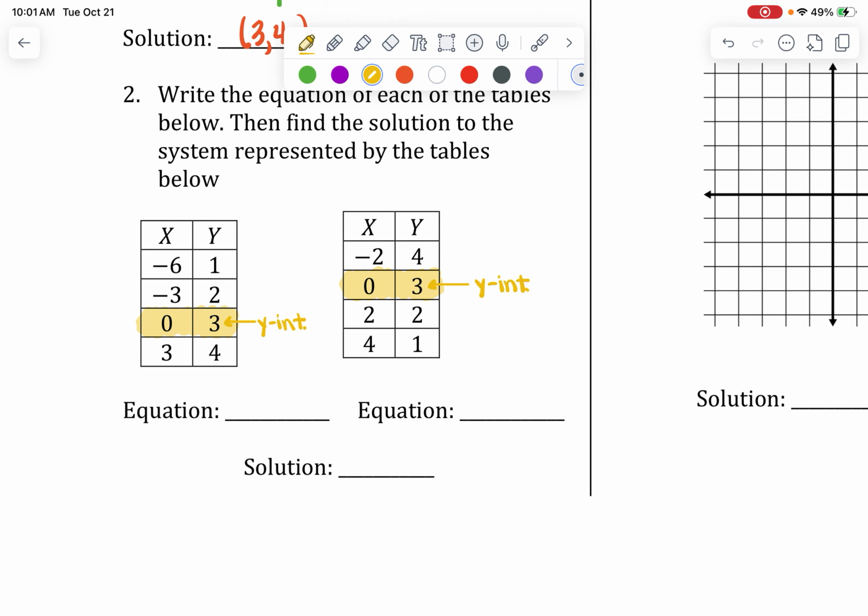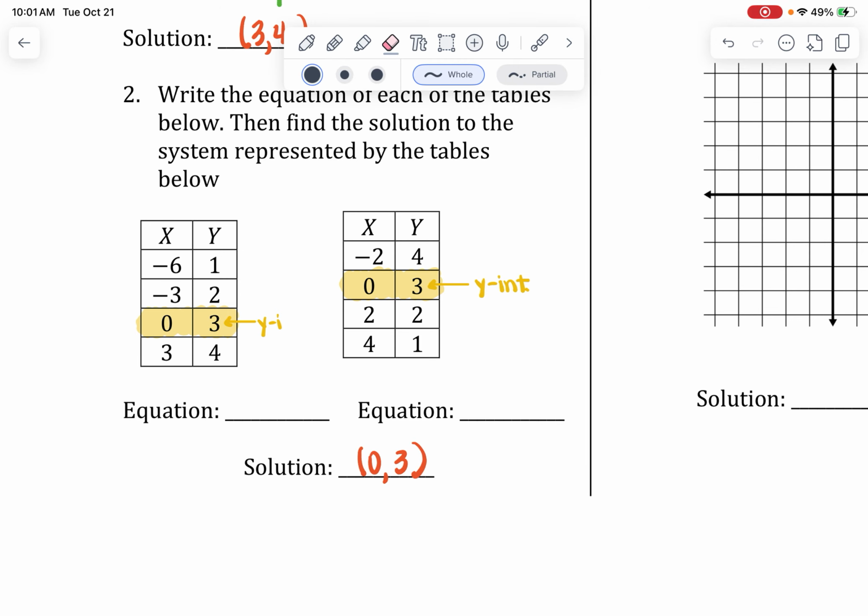Well, that's quite the coincidence, because not only did the tables give us the y-intercept, but it's the exact same y-intercept, which means not only is it the y-intercept, but it's also the solution, because that is the one point they have in common. So if I were to graph these 2 lines, right, they're both intersecting at 0, 3.